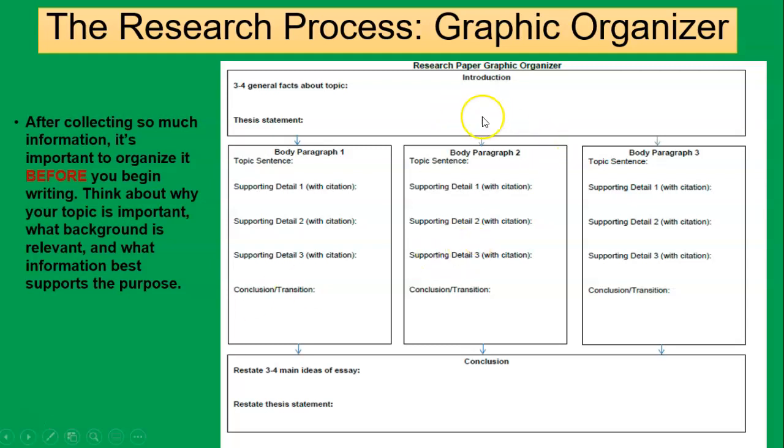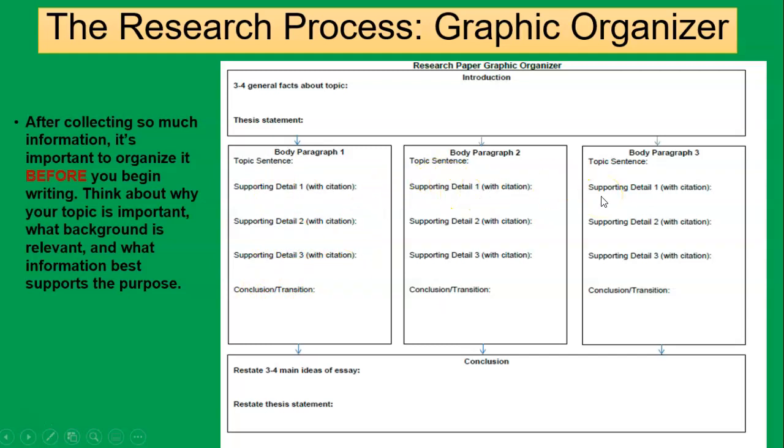So this breaks the research paper down into an introduction, 3 body paragraphs, which would be your 3 reasons or your 3 ideas that support your claim, and then a conclusion. And I like this graphic organizer because it really breaks down the body paragraphs for you by having a topic sentence, a supporting detail with a citation, that's outside evidence. So we're looking for maybe 2 to 3 supporting details, and then your conclusion of that paragraph. And then you want to transition to the next body paragraph.